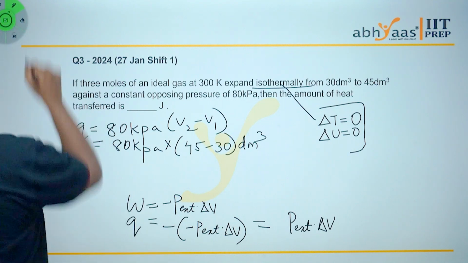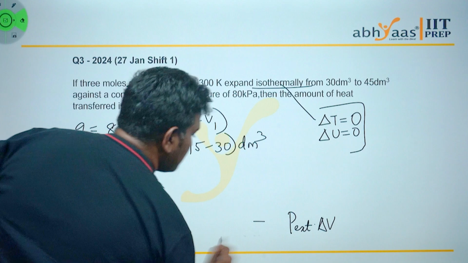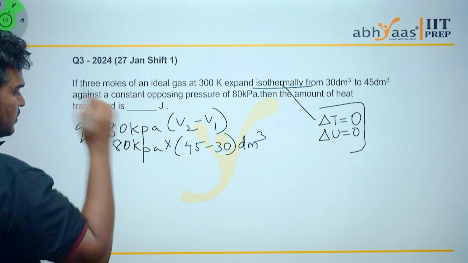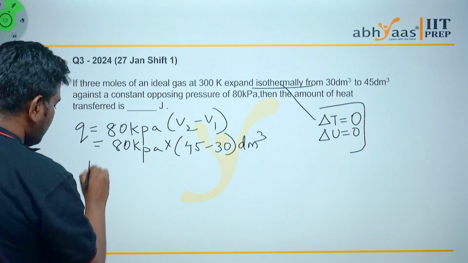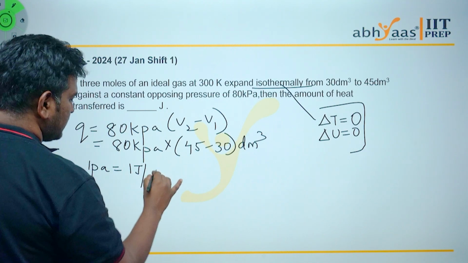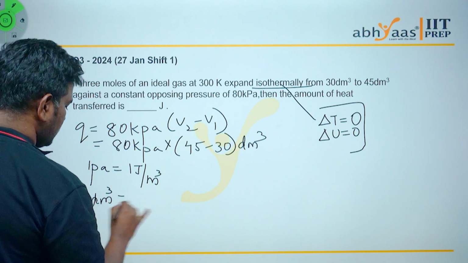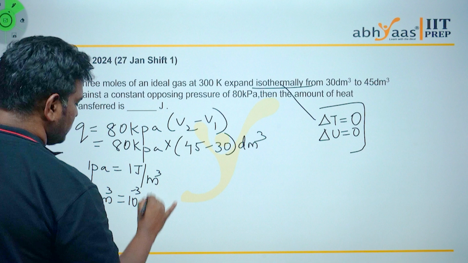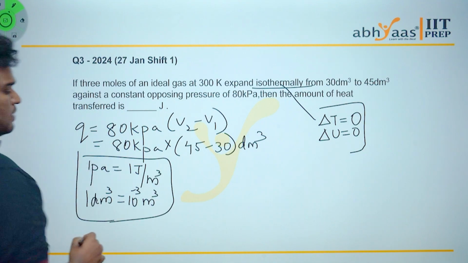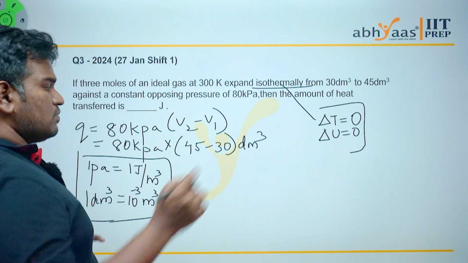Now I am writing a certain relation here. That's very important to note. The same relation will be used in other questions also, so just keep this relation in your mind. The relation is that 1 Pascal is equal to 1 joule per meter cube, and 1 dm cube is equal to 10 raised to minus 3 meter cube. Okay, just keep this in your mind. We are using these values in this question as well as others.